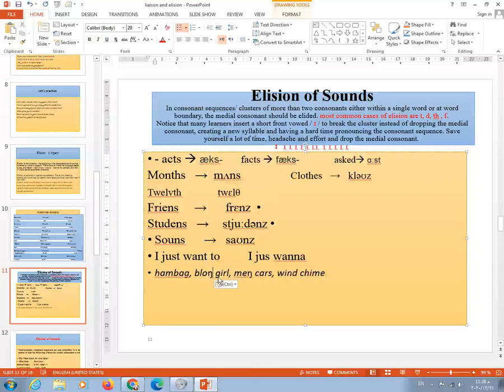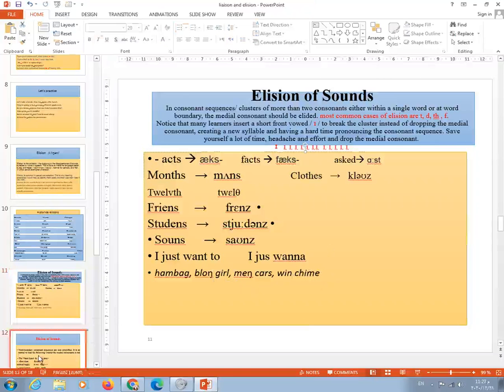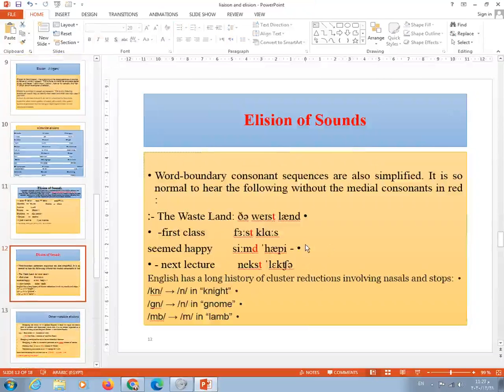What about "when chime"? What do we do? We only remove the d, and it becomes "when chime". Okay, so these are words, and I just want you to apply this rule. It will help you a great deal and really save you a lot of time, a lot of energy, and, you know, gives you a lot of comfort.